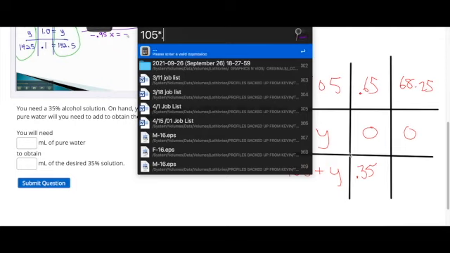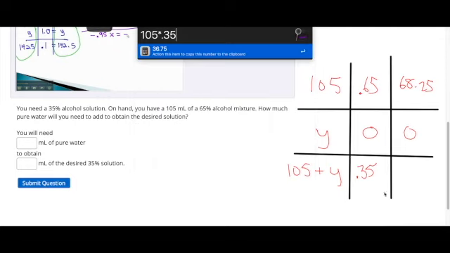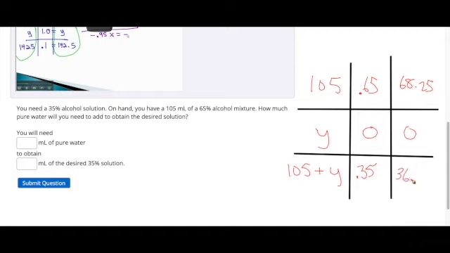105 times 0.35 is 36.75 plus 0.35y. Almost ran out of space there. And putting it all together will give us what we want. We only have one variable, so it's kind of easy. 68.25 is equal to, plus nothing, right, is equal to 36.75 plus 0.35y.